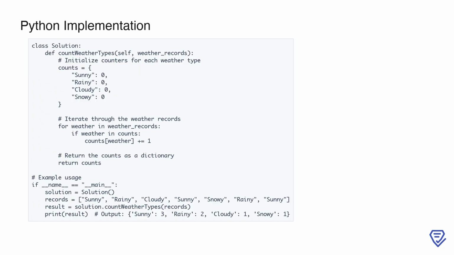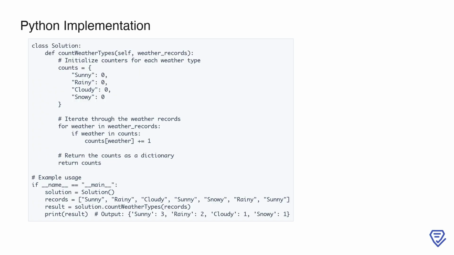This implementation is efficient and straightforward. It processes the input list in O(N) time, where N is the number of weather records. The space complexity is O(1), as the dictionary size remains constant regardless of the input size.